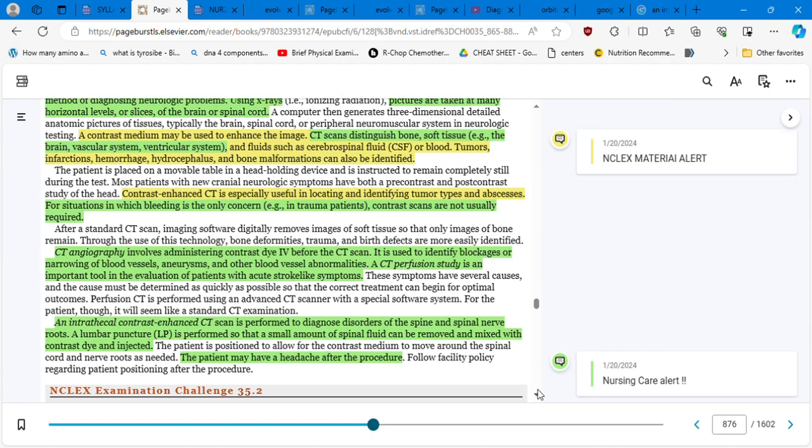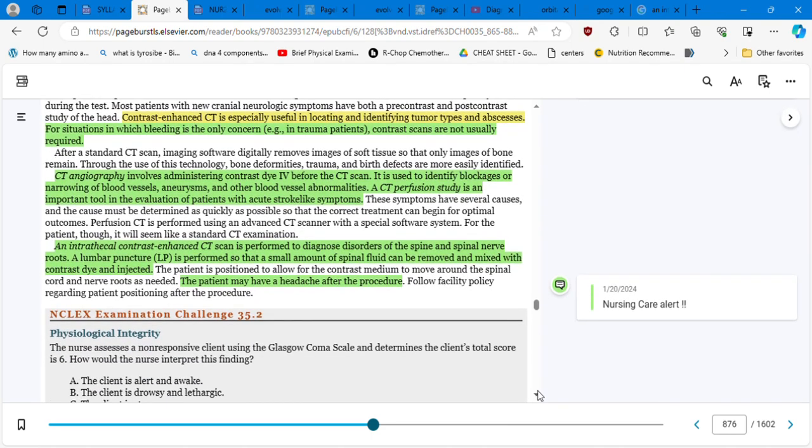I am just giving a brief explanation about this test because we are going to focus in more detail on those that require nursing care pre and post procedure. Okay, let me talk about the intrathecal contrast in a CT. A scan is performed to diagnose disorders of the spine and spinal nerve roots. A lumbar puncture is performed so that a small amount of spinal fluid can be removed and mixed with contrast dye and injected. The patient may have a headache after the procedure.